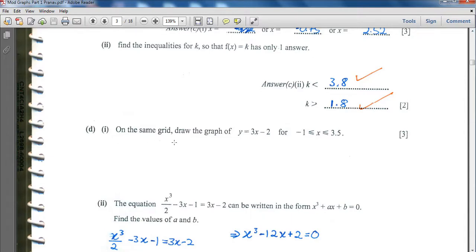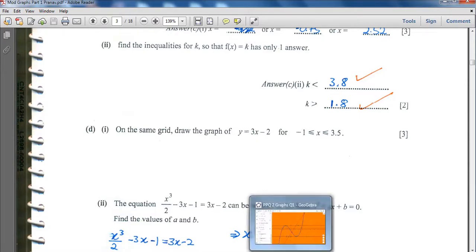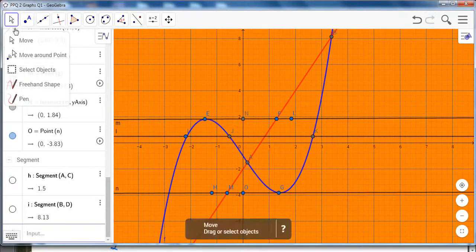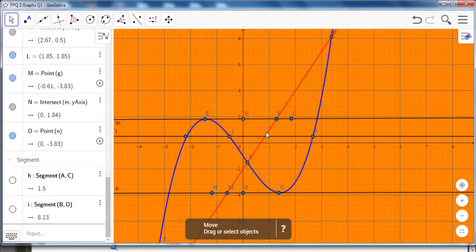On the same grid, draw the graph of y is equal to 3x minus 2. We've discussed this in class earlier also, that on the same graph, when we represent two different functions, it is possible to find the combined solution of both the functions on the graph. So let's look at our GeoGebra version. And this line that you get to see is actually the line which you need to draw in the question. And we need to find out the combined solution of this blue curve and this red color line. So which means we are talking about the points of intersection.